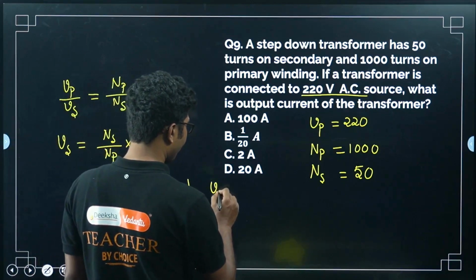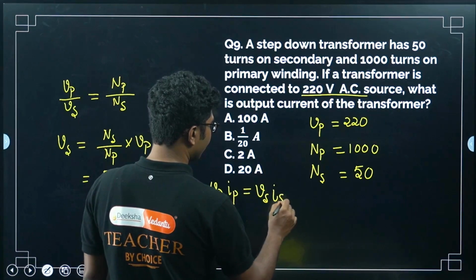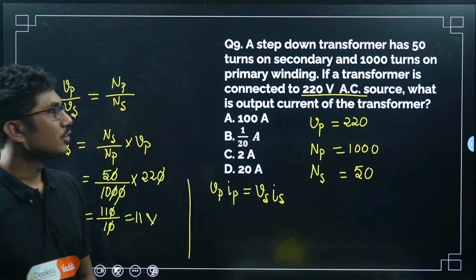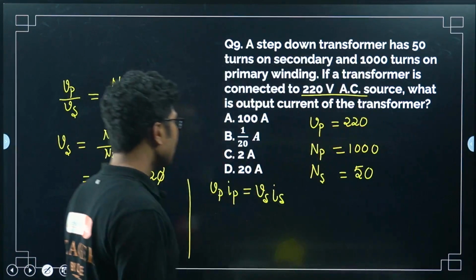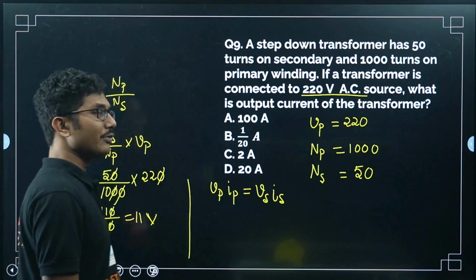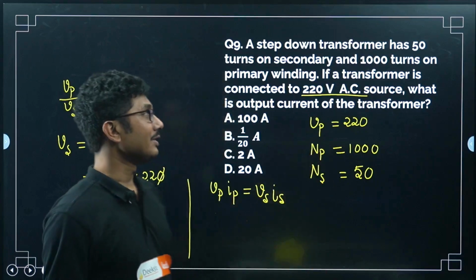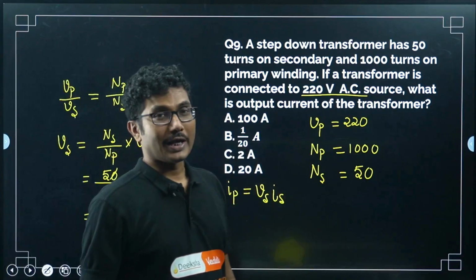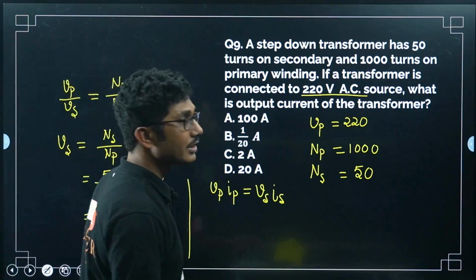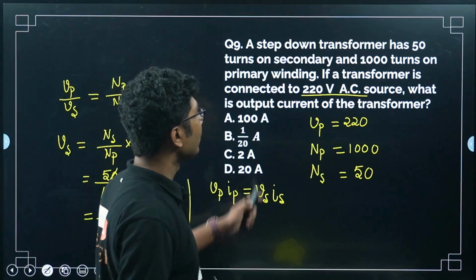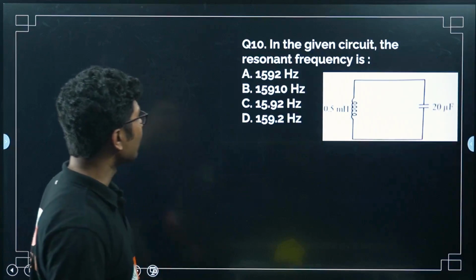Now what else do we know? We know that Vp Ip is equal to Vs Is. At least one of the currents should have been given to be able to solve this problem, but no current is provided. So from this information only, you cannot solve the problem. You can only find the secondary voltage; you cannot find the current because resistance is also not given, and no other information is given. So this was a bonus question in the corresponding year. Now let's look into the next problem.